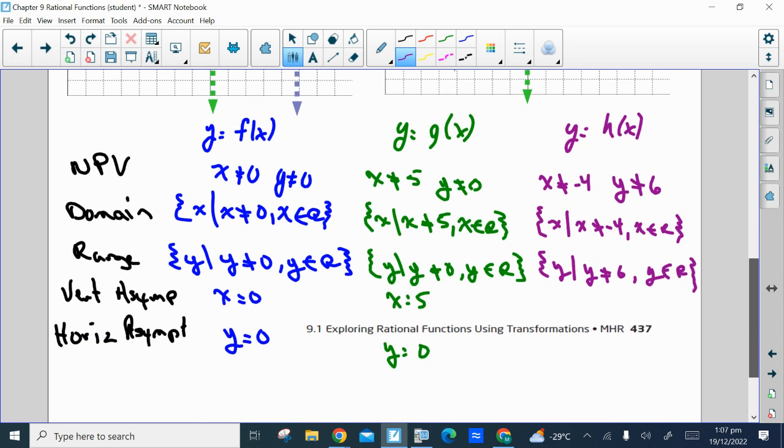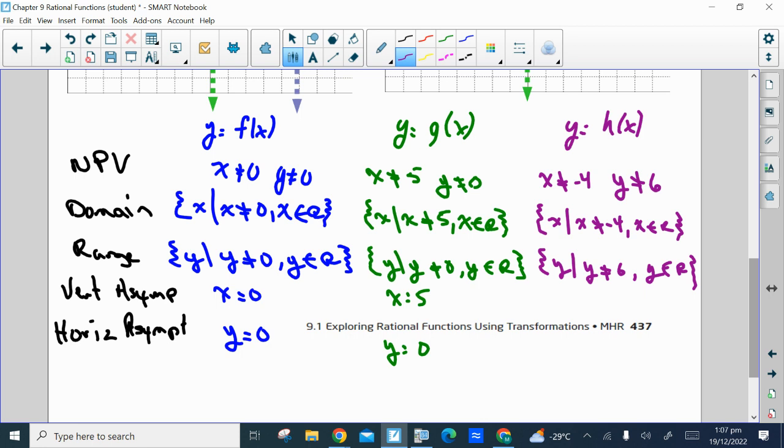And our vertical and horizontal asymptotes come from those as well. Our vertical asymptote is the line x equals -4. Our horizontal asymptote is the line y equals 6.